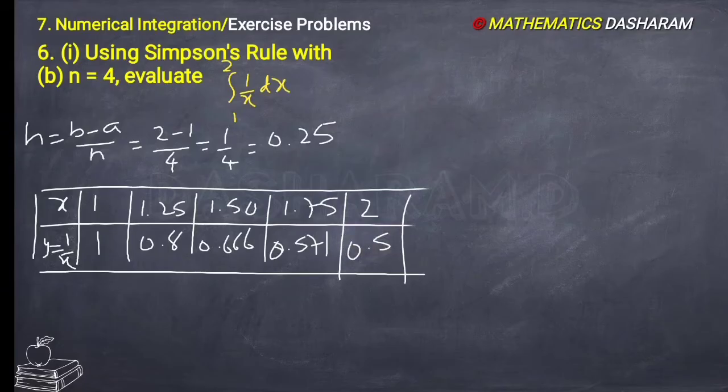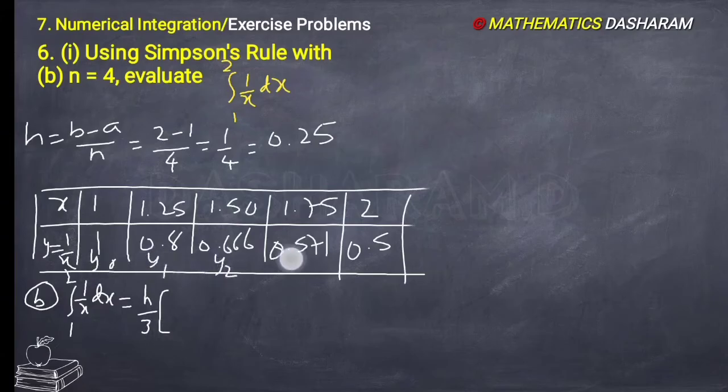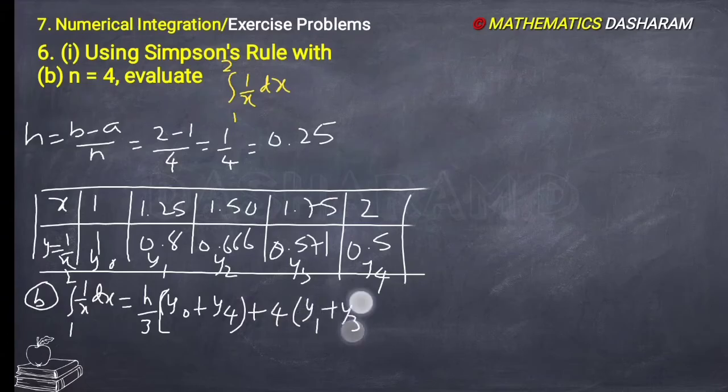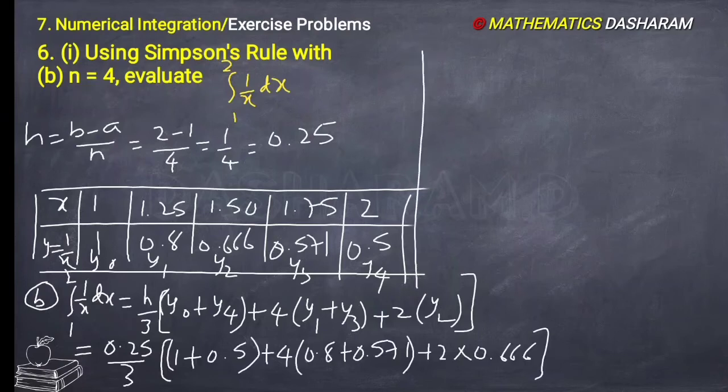So then B question, integration 1 to 2 of 1 by x dx equals h by 3 bracket of y0 plus y4, plus 4 bracket of odd ordinates, y1 plus y3, plus 2 bracket of even ordinate, only one even ordinate, that is y2.